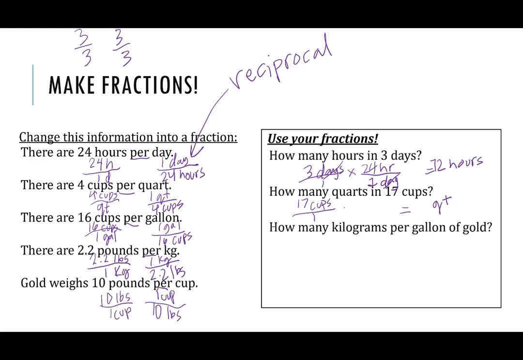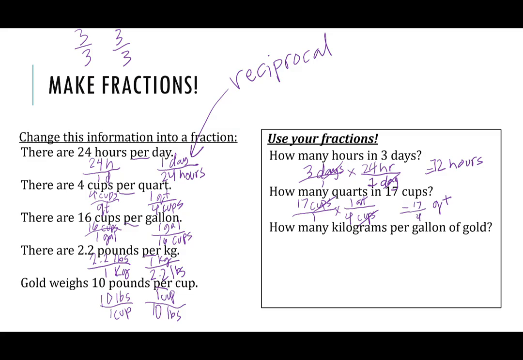However, I know that I want the cups to cancel. So those are going to go in the denominator. 4 cups and 1 quart. Now my cups will cancel out. I'm left with 17 times 1, which is 17, and 1 times 4, which is 4.